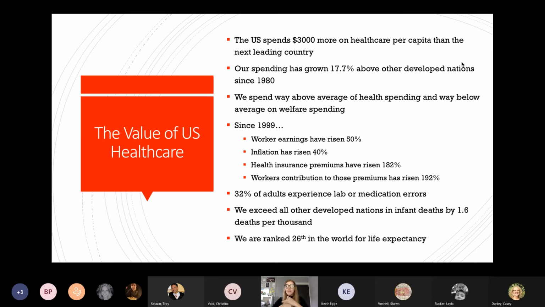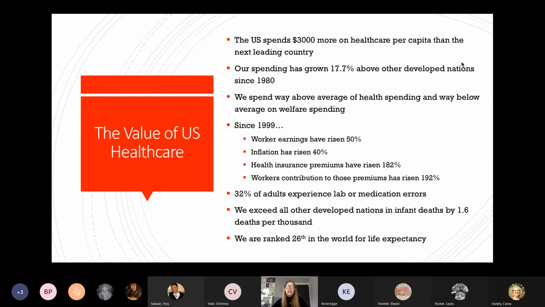So since 1999, worker earnings have risen 50% and inflation has risen 40%, which is good. That's great. In the same light, health insurance premiums have risen 182%, and worker contributions to those premiums have risen 192%. So the price of health insurance is rising at almost a quadruple rate compared to what workers are earning. And employers are not covering their employees' healthcare anymore. Workers are starting to have to buy this for themselves, and it's becoming extremely expensive and unattainable.